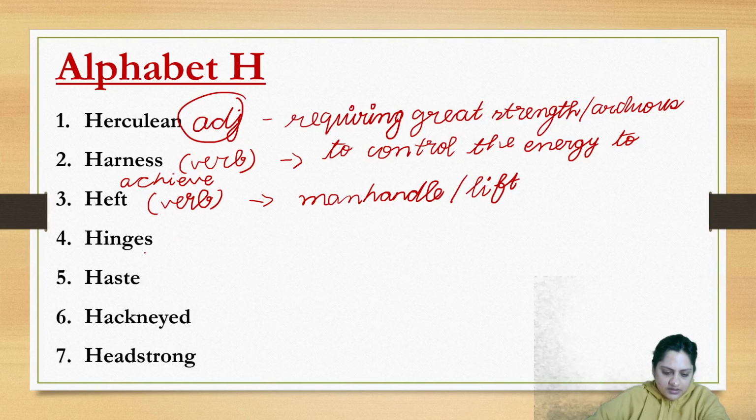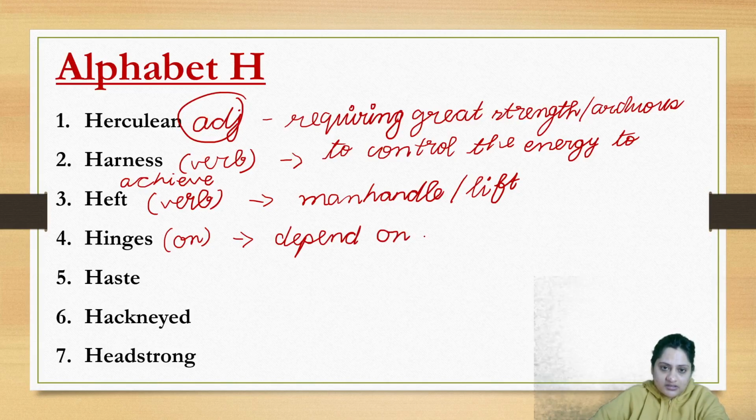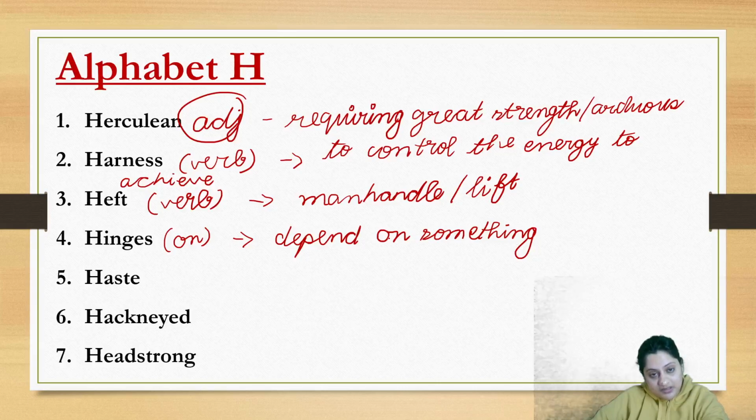Hinges. Next one is hinges. Usually we use it as a phrase, "hinge on". Basically, hinge on something means you depend on it. You use it as a phrase, guys. Depend on something. You will read it like this mostly in editorials. For example, the outcome of the election hinges on how the candidates perform in the debate. It depends on how the candidates perform in the debate.